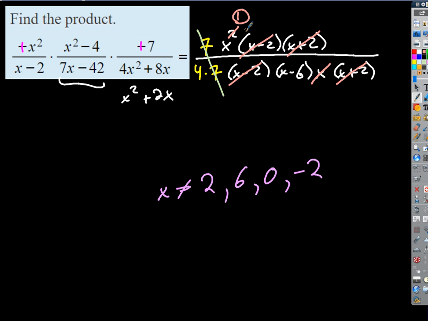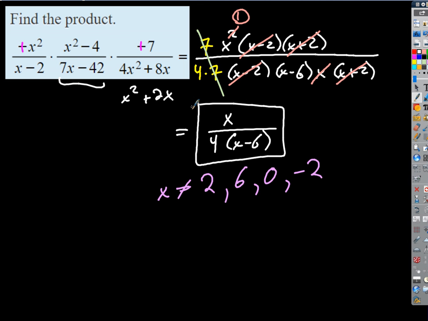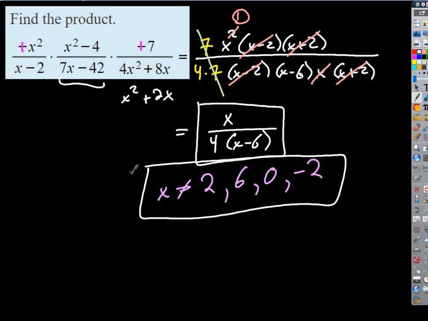Okay, so then what does our final answer look like in simplified form? X over, I've got an x on the top, the square's gone, and that's it. Everything else is gone. What's on the bottom? 4 times x minus 6. That's it. So that's our simplified answer, and there's our domain.